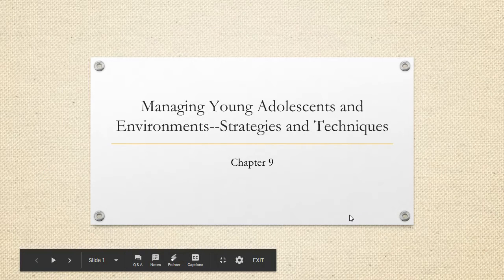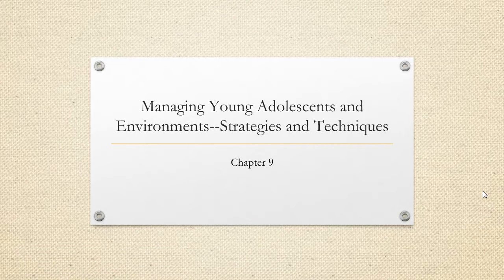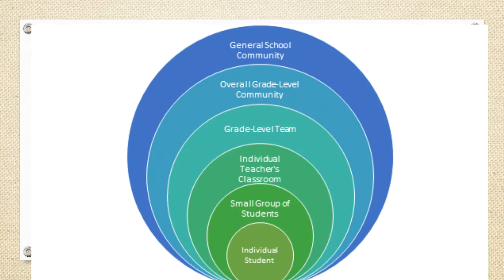Today we're talking about Chapter 9, which is Managing Young Adolescents and Environments, Strategies, and Techniques. So I opened with this graphic from page 203 in our textbook, and it talks about the different levels of community that a student belongs to within a school. At the very center is the individual student, and then the next community that they identify with would be their small group of friends or acquaintances. And then within there, they move on to the individual teacher's classroom.